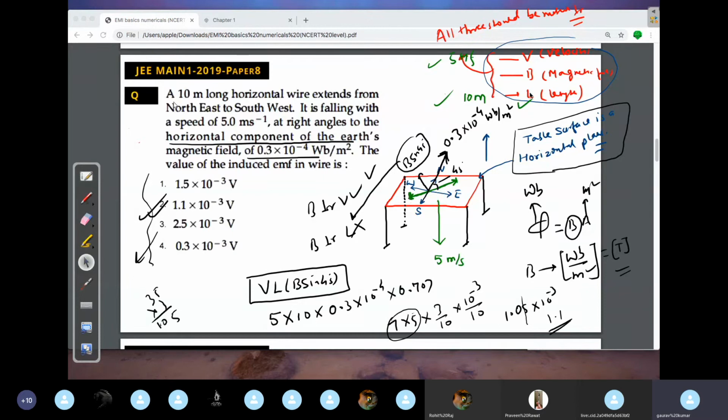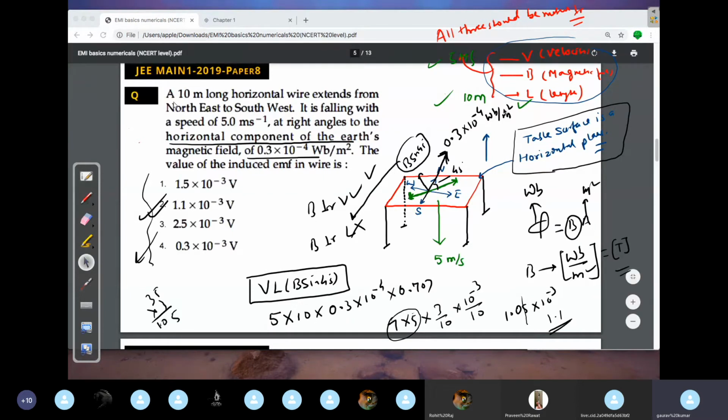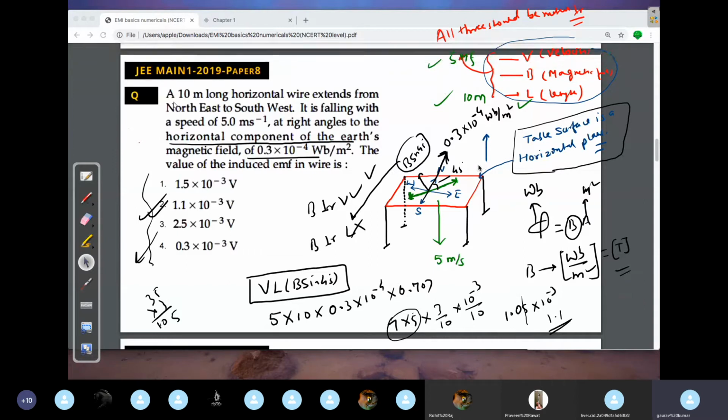So right now, what you can see, L is given to you, V is given to you, and both are mutually perpendicular. This information is given to you. Understood so far? Yes, sir. Now next, they have given the horizontal component of the Earth's magnetic field as 0.3 into 10 to the power minus 4 Weber per meter square. The horizontal component of the Earth's magnetic field will always be in this direction, from south to north.